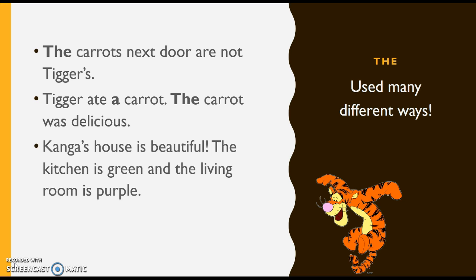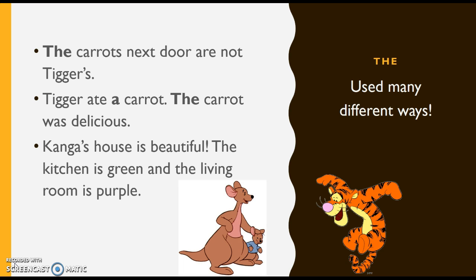You can also use the to help describe parts of a whole, which is very important for students when they're trying to share stories or to describe something. So for instance, Kanga's house is beautiful. The kitchen is green and the living room is purple. So again, the kitchen and the living room are parts of Kanga's house.